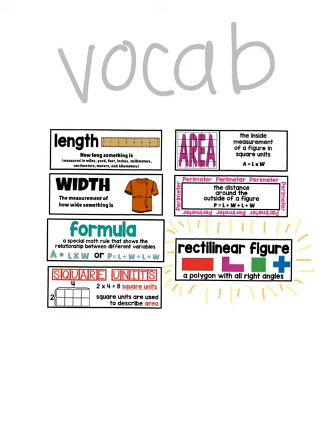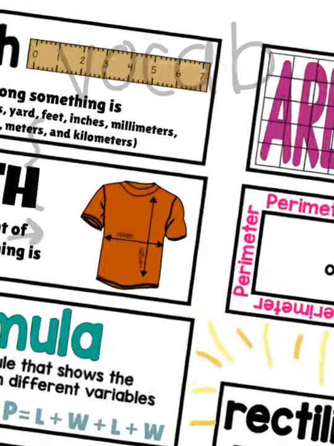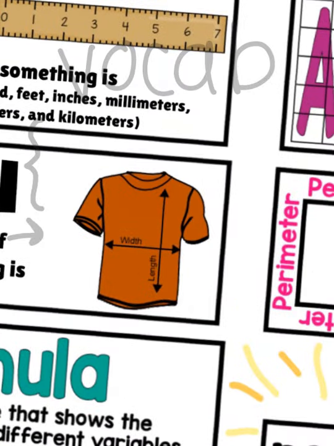So first thing we're going to look at is length and width. Length and width are really important when we're talking about area and perimeter because those are the two pieces that we're going to plug in our formula to solve. So length is how long something is, and width is the measure of how wide something is. So if you look at this shirt, you can see the width and the length of the shirt.